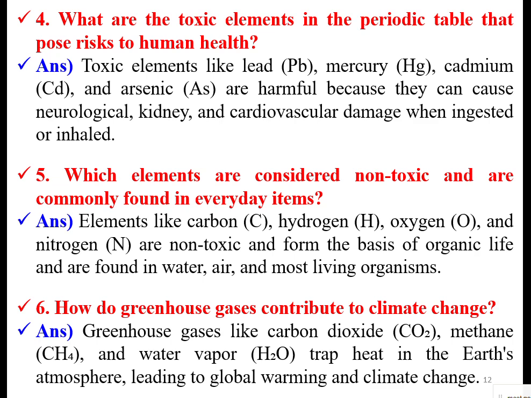Then the fourth concept: in the periodic table there are various types of risks to human health. You need to know the toxic elements and non-toxic elements in the periodic table. Lead, Pb, is a toxic element. Mercury, Hg, is a toxic element. Cadmium, Cd, is a toxic element. And arsenic are harmful because they can cause neurological, kidney and cardiovascular, meaning heart damage when ingested or inhaled. Those are the toxic elements in the real-time environment.